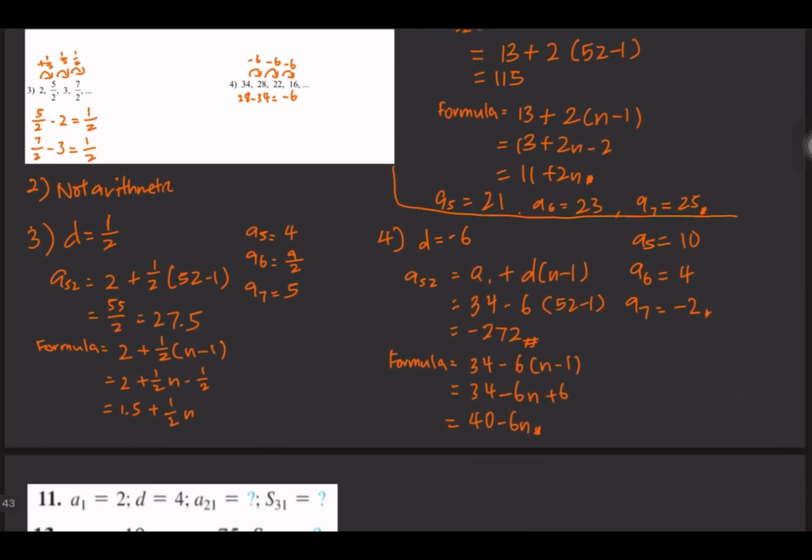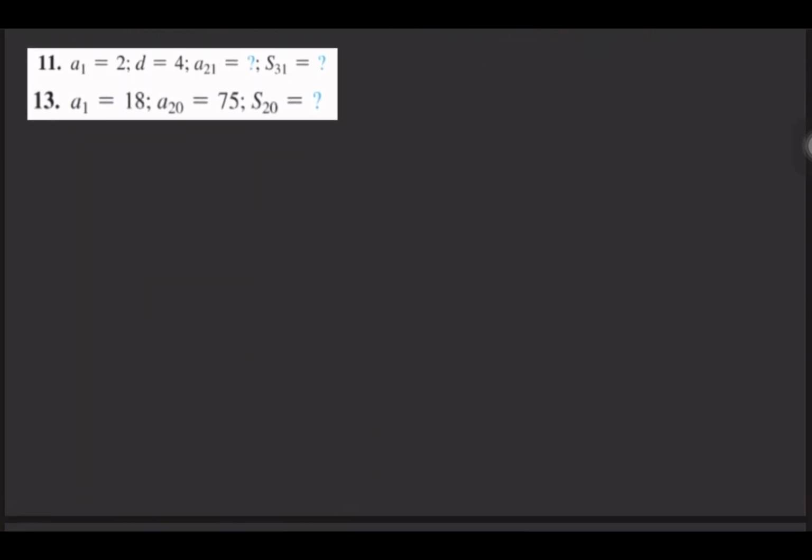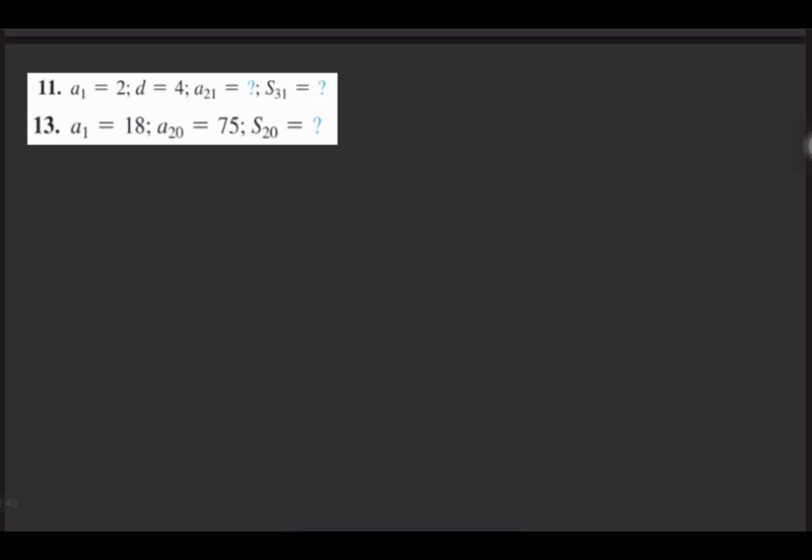Now let us go to a different style of questions. Let us look at this. We want to solve the sum of an arithmetic sequence, right? So for 11, let's say we have a first term of 2, difference of 4, and we want to find our 21st term. Very simple. I'll take our first term, 2, plus difference, 4, how many times? 21 minus 1. What we get? 4 times (21 minus 1). We get 82. That is our 21st term.